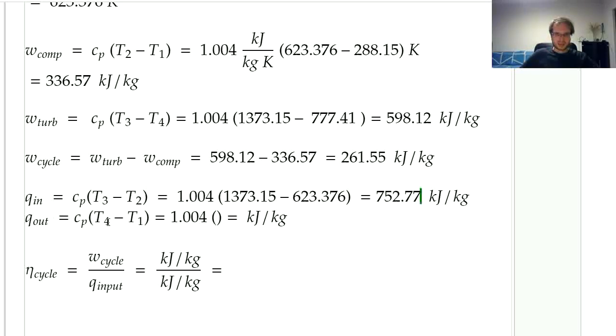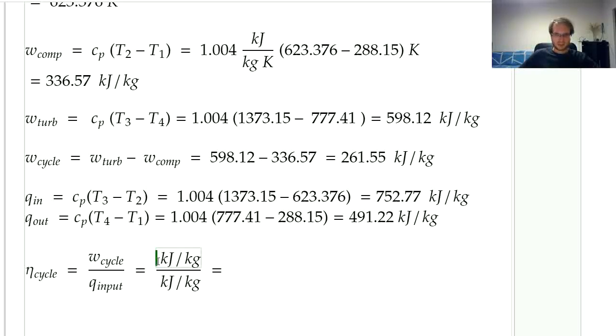And the heat rejection, also Cp stays the same, times the difference in temperature. Temperature T4 is now higher, minus temperature T1, which stays the same, 288 kelvins. And the value of heat rejection is 491.22 kilojoules per kilogram instead of the original value 424. So the heat rejection is larger, the heat input is just a little bit smaller.